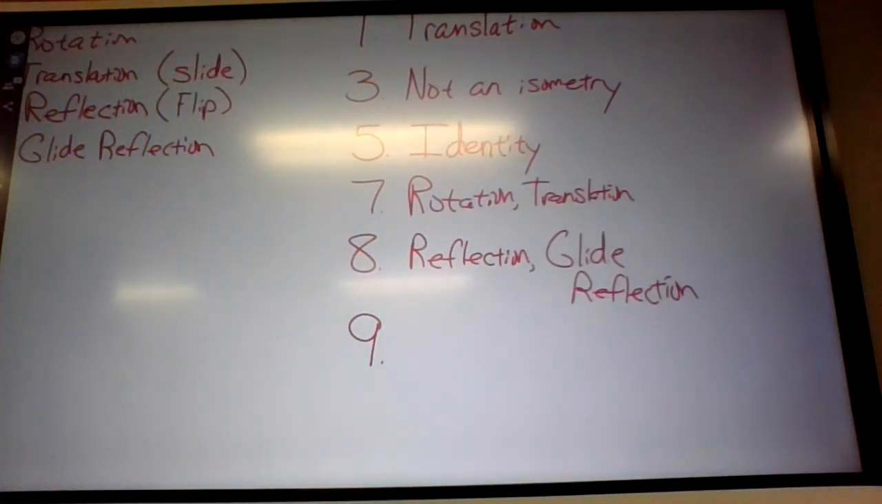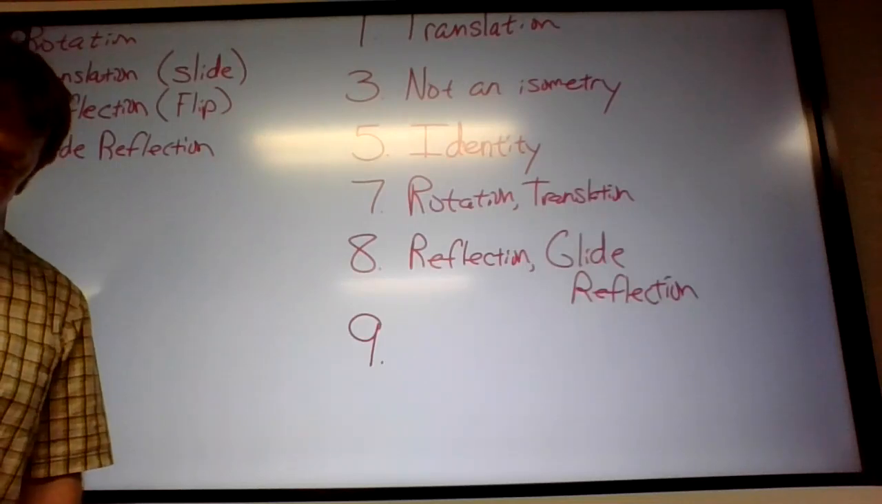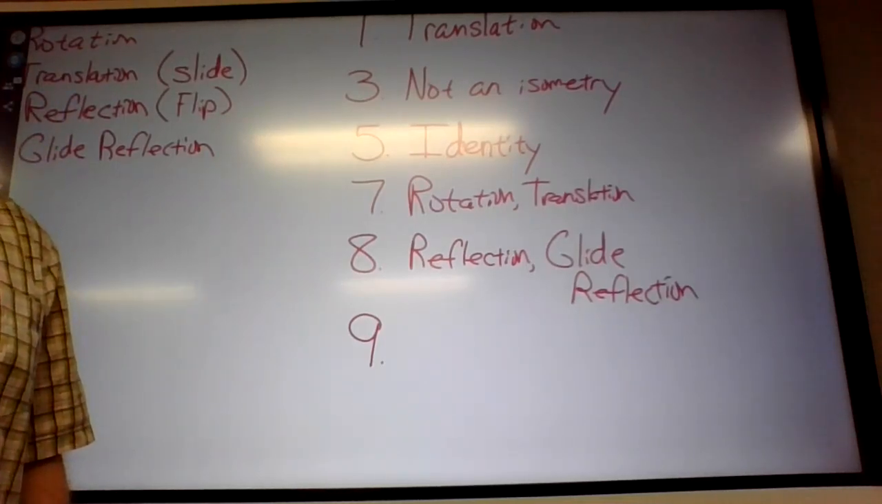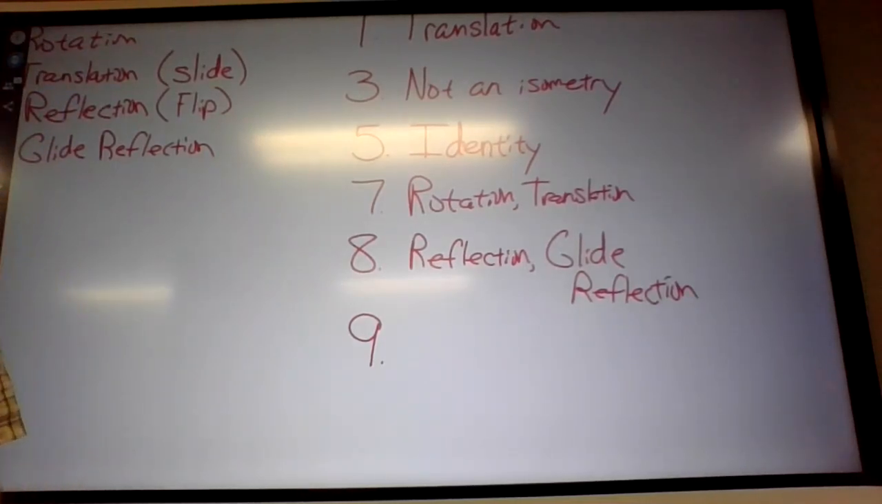There's kind of a reason we're not using this book a lot, this chapter, because it's a bit of a mess on this one. All right, number 9, identify each transformation as a reflection, translation, rotation, or glide reflection.